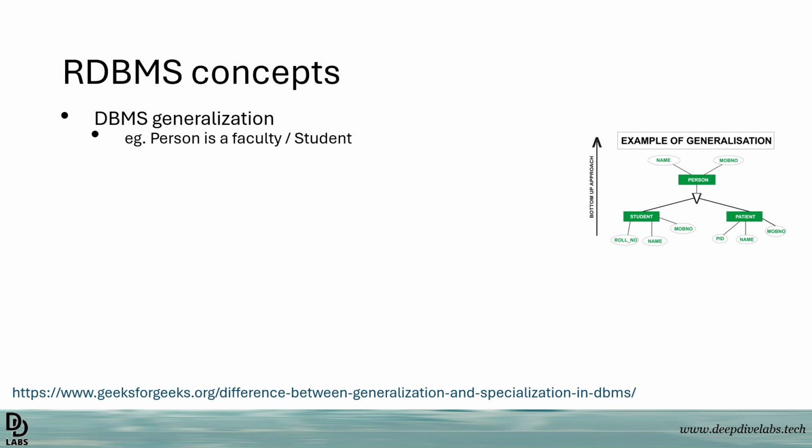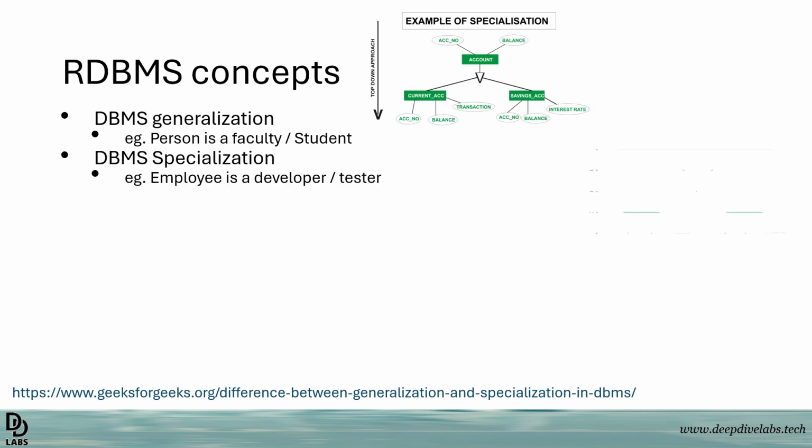This is a bottom-up approach. You are combining multiple entities into a common entity. That is called generalization, right? So you have a generalized entity which can have a category column which could identify which particular aspect entity it is. The second aspect that we do sometimes is specialization.